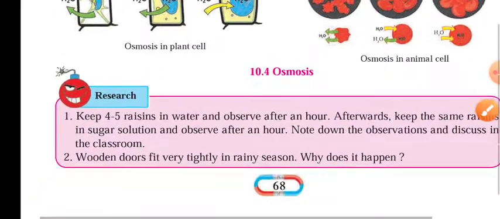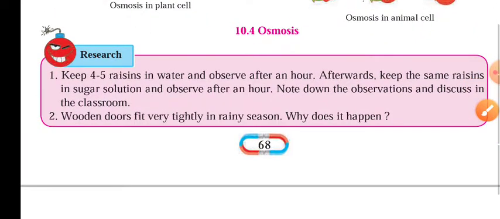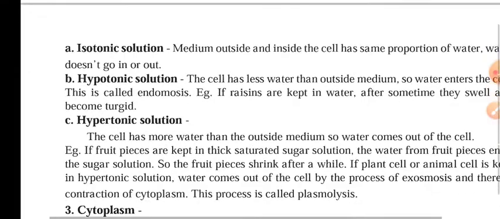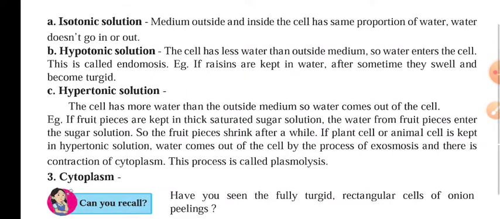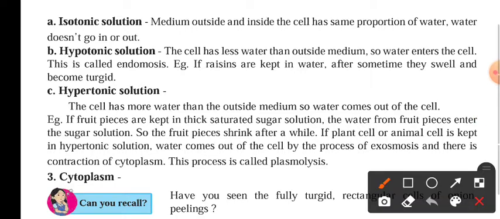Those three conditions depend on the quantity or density of water present, that is, which side has more water, inside the cell or outside the cell. On the basis of that, we have three different conditions possible. The first one is the isotonic solution. The medium outside and inside the cell has the same proportion of water, so water does not go in or out.